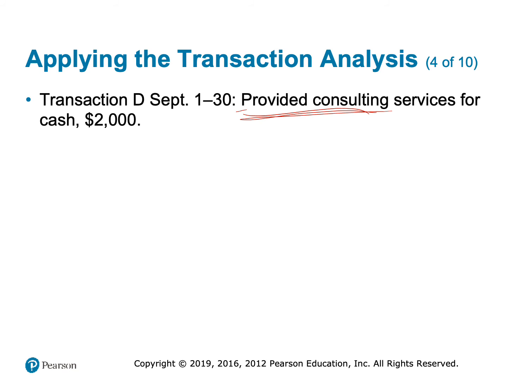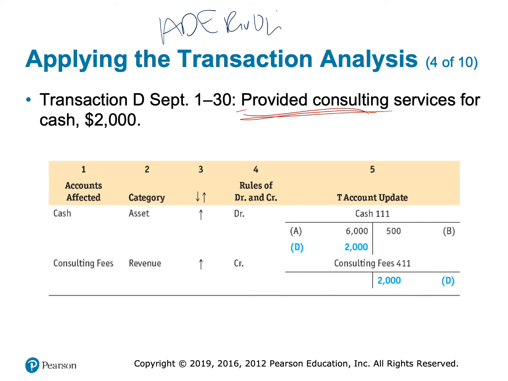And remember, according to aid reveille, anytime we have revenue, we want to automatically think credit. So I want to credit my revenue account, which I believe I was calling consulting fees, which means that by default, I have to be debiting cash. I got cash. Cash is an asset. Assets have a normal debit balance. So I want to debit cash to show that I have more cash now than I did before. So here we've debited cash and we've credited our revenue account consulting fees.